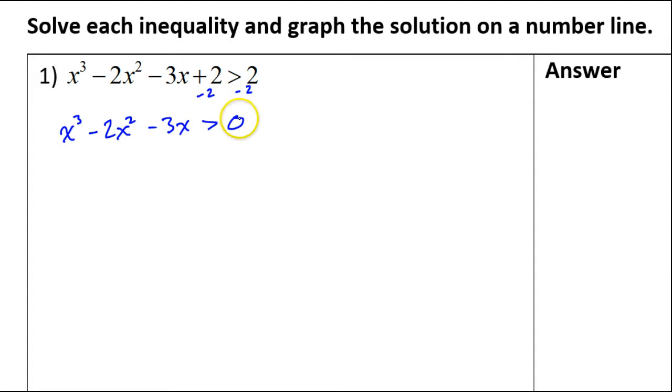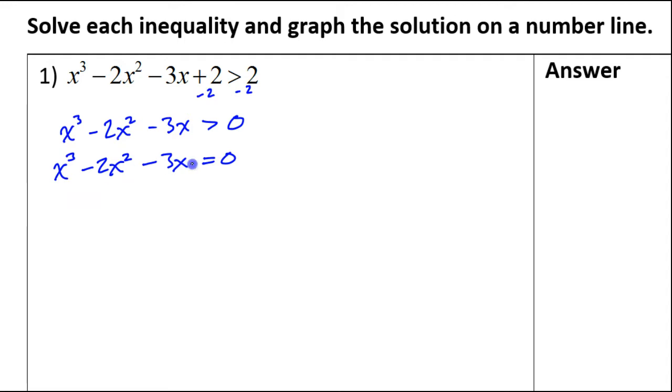So this inequality will have the same solutions as the previous inequality. So forget about the original inequality and just focus on this one. Now we're going to solve this inequality. The key to solving this inequality is to first solve the related equation, x to the third power minus 2x squared minus 3x equals 0. So we're going to find the zeros of this equation, and those will be our boundary points.